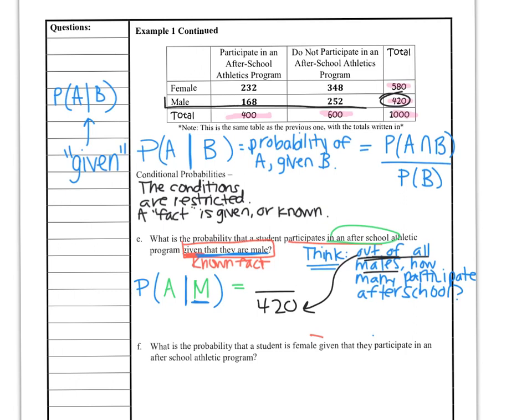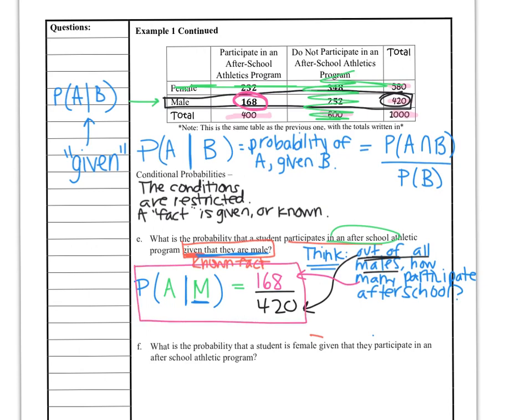Now I get to just focus on this row only because I'm talking about out of all the males. That's it. You can even think about getting rid of this section and getting rid of the not participating section. But I want to focus going across because we're talking about all the males. Out of every single one of those males, how many participate after school? Well, out of all the males, the only ones that participate are the 168 of them. And that's your probability.